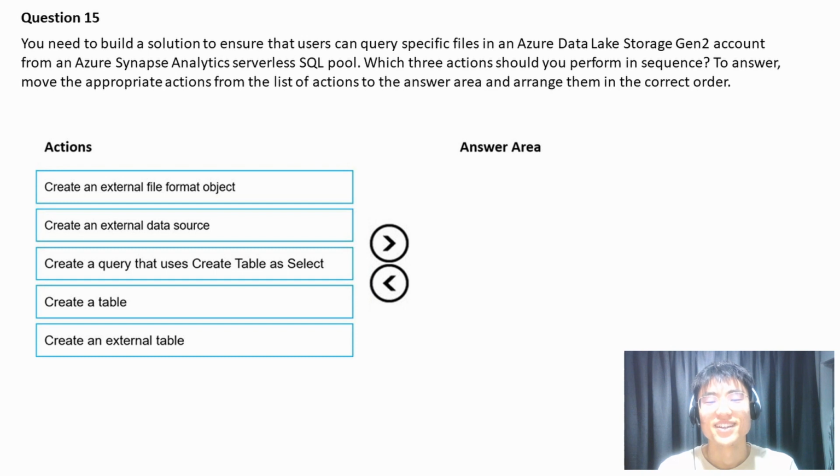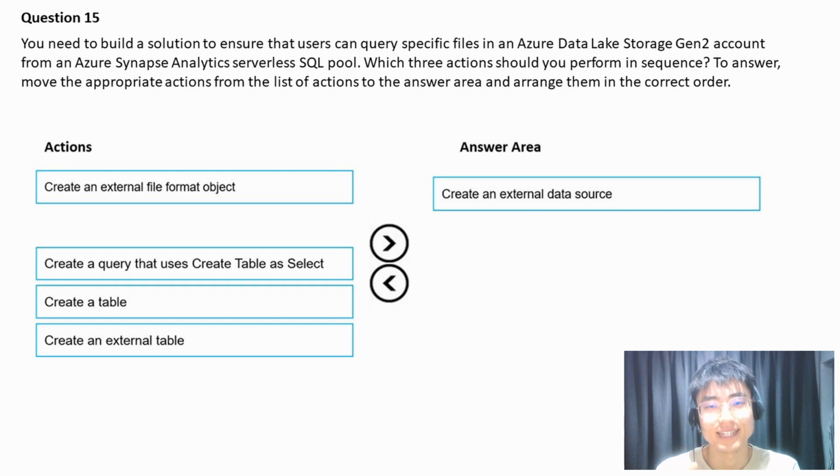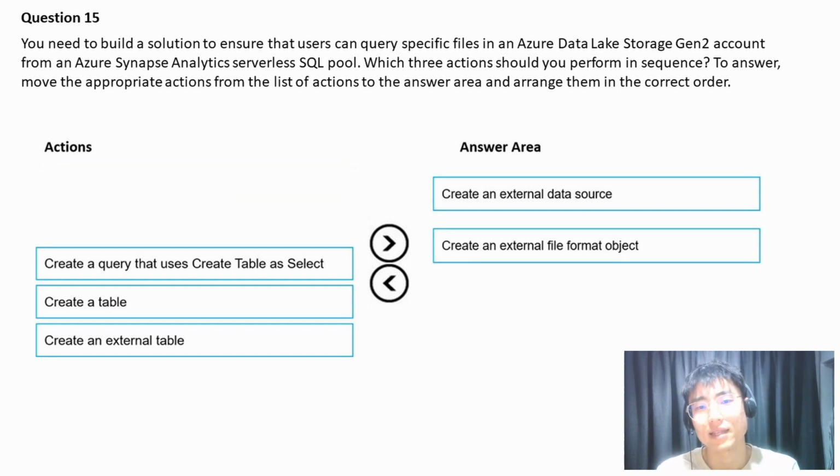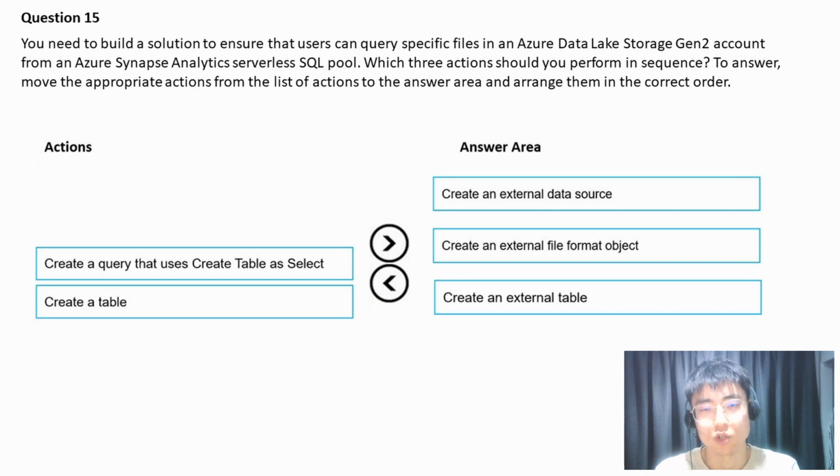So, sorry guys, but there's no really other way to answer this except just to memorize how it's done. So there are 3 steps. First is to create an external data source. Second is to create an external file format. Third is to create an external table.